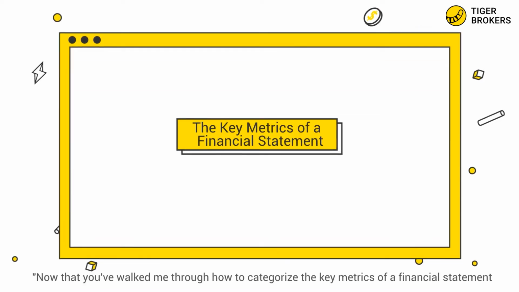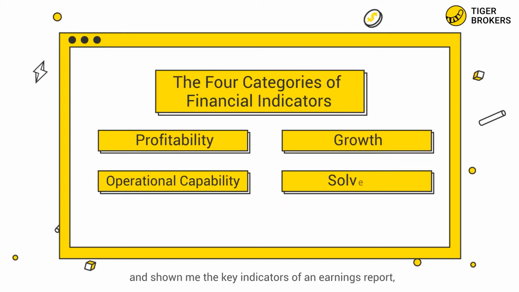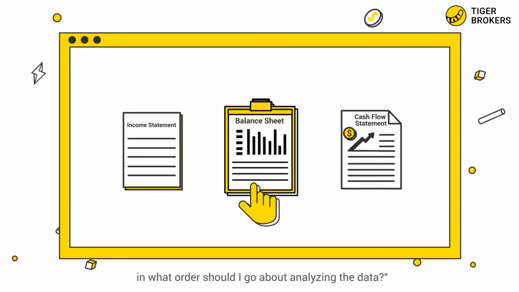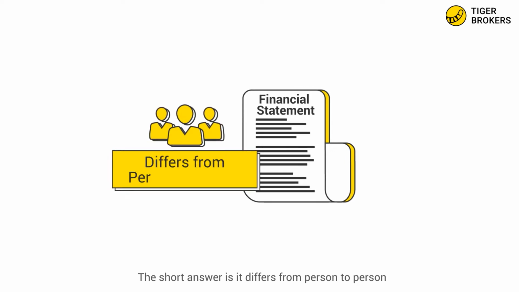Some of you may ask, now that you've walked me through how to categorize the key metrics of a financial statement and shown me the key indicators of an earnings report, when I do it myself, in what order should I go about analyzing the data? The short answer is, it differs from person to person.